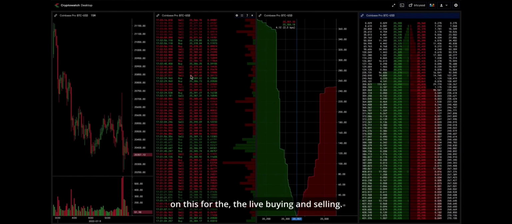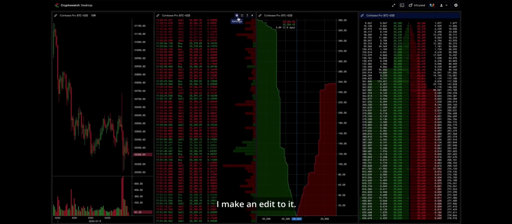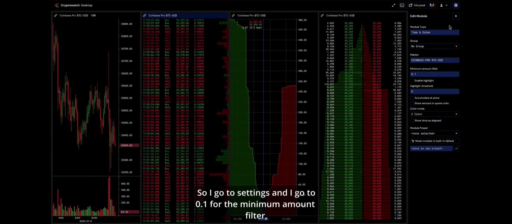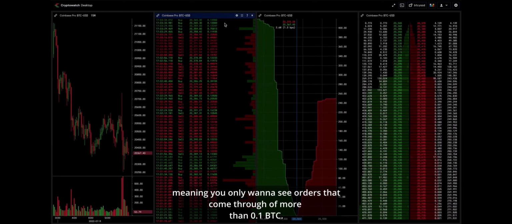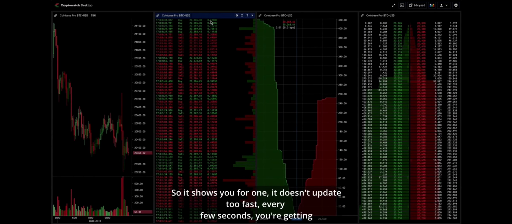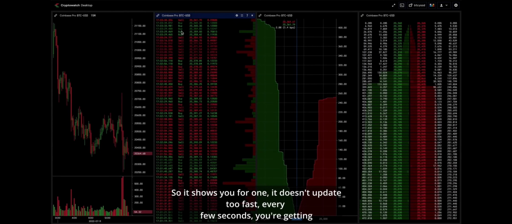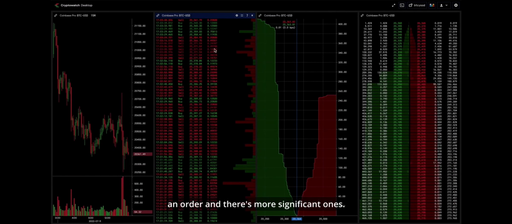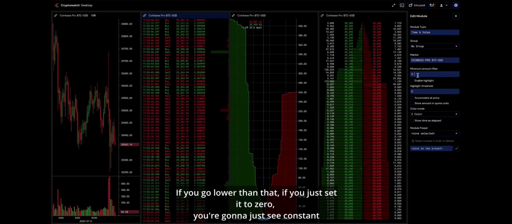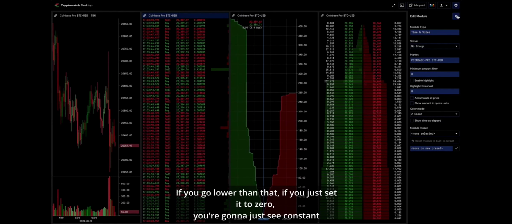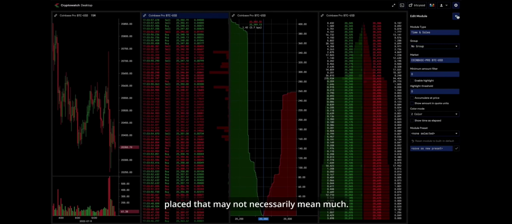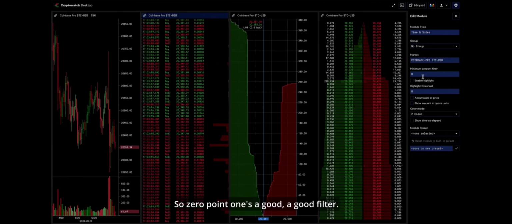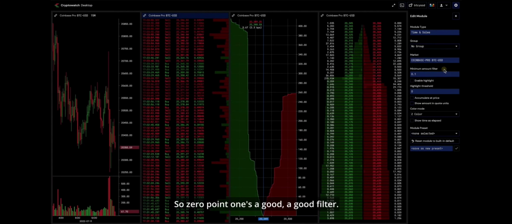On this, for the live buying and selling, I make an edit to it. So I go to settings and I go to 0.1 for the minimum amount filter, meaning you only want to see orders that come through of more than 0.1 BTC. So it shows you, for one, it doesn't update too fast. Every few seconds you're getting an order, and it's the more significant ones. If you go lower than that, if you just set it to 0, you're going to just see constant flow, and it can be quite noisy because you're seeing extremely small orders getting placed that may not necessarily mean much. All right, so 0.1 is a good filter.